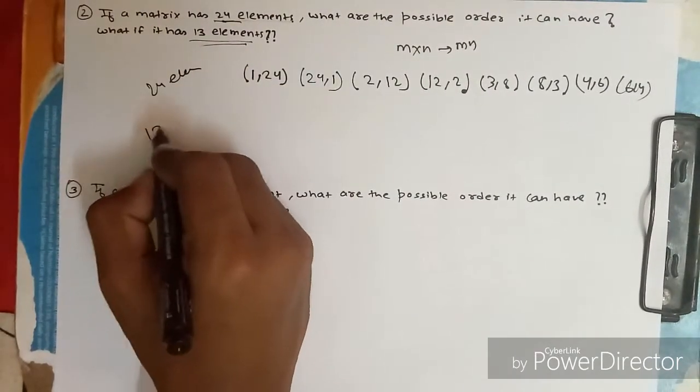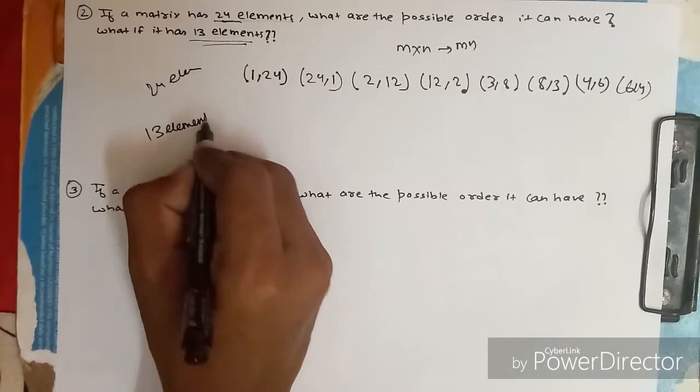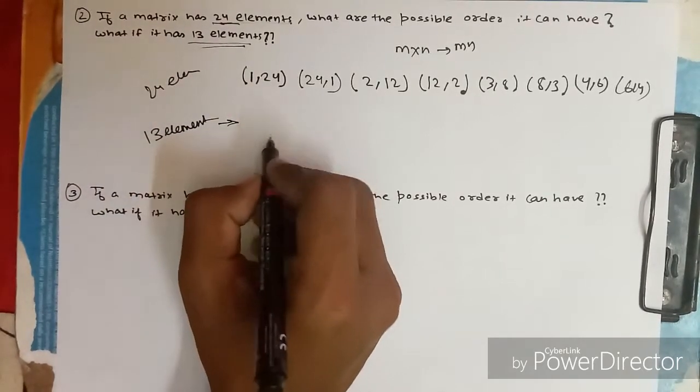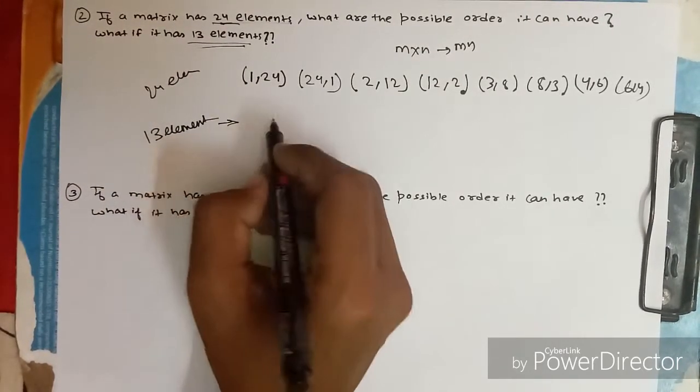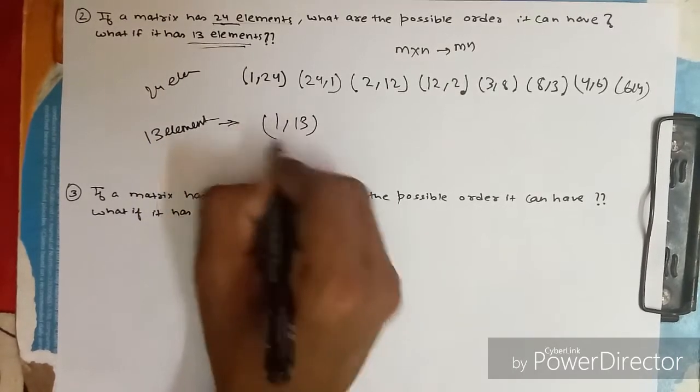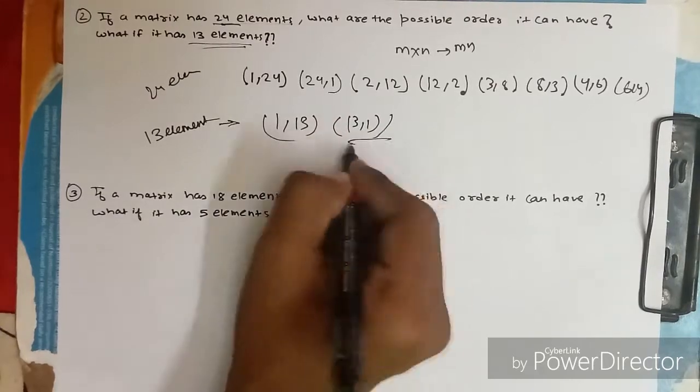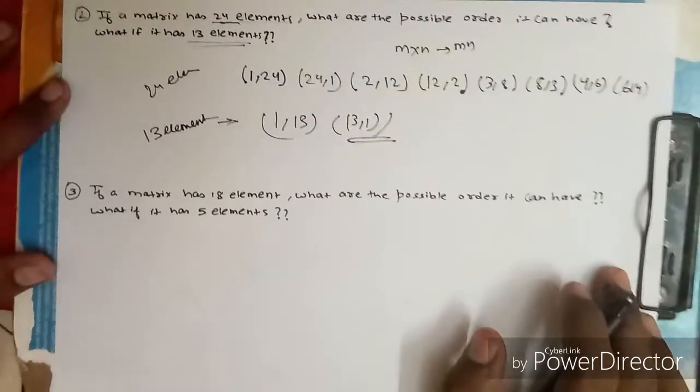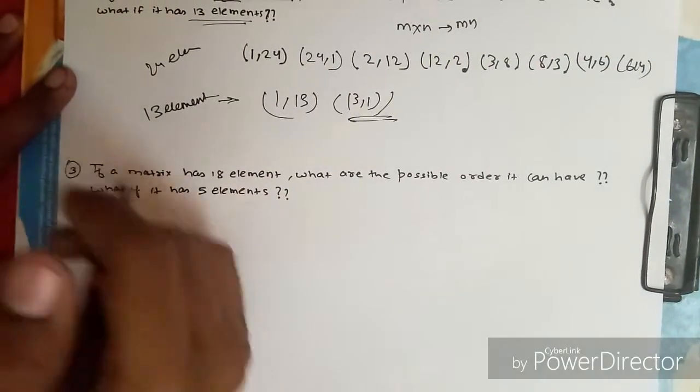Now if it has 13 elements, we have to find all the ordered pairs whose product is 13. So we know 13 is a prime number, so 1 comma 13 and 13 comma 1 will be the answer. So let us take the next problem. It's very much similar to this problem.